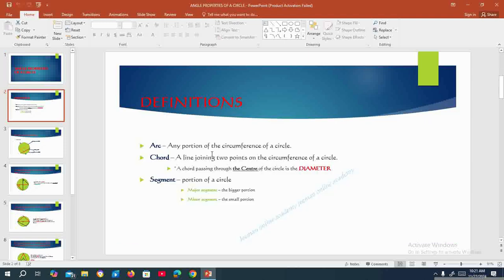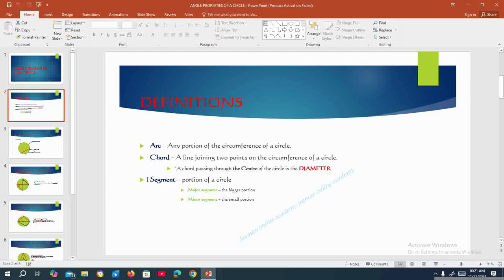We have an arc, which is defined as any portion of the circumference of the circle. We have a chord, defined as a line joining 2 points on the circumference of a circle. Then we have one special chord. A chord that passes through the center of the circle is called the diameter.